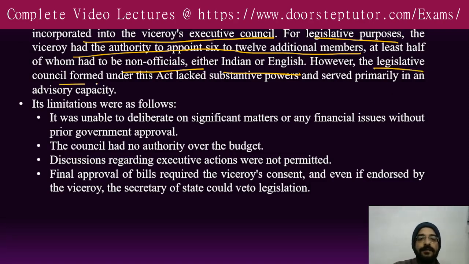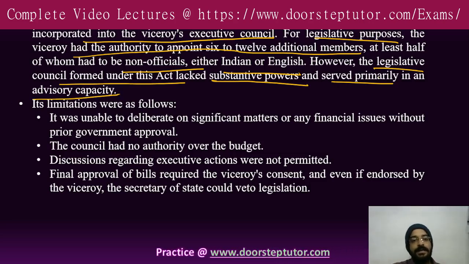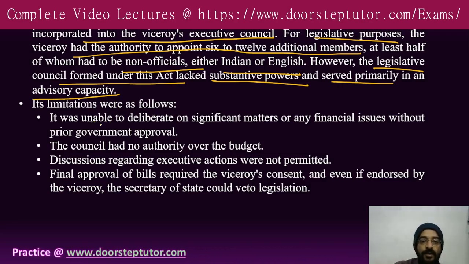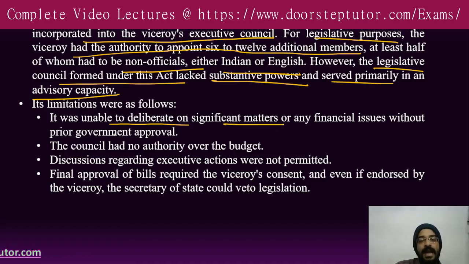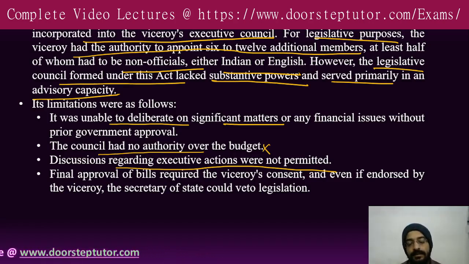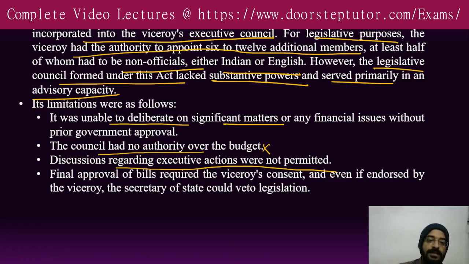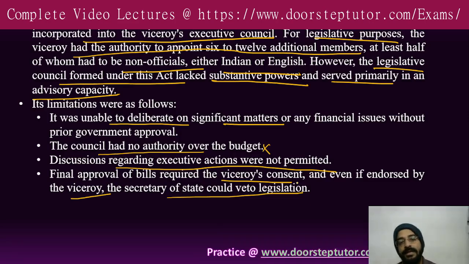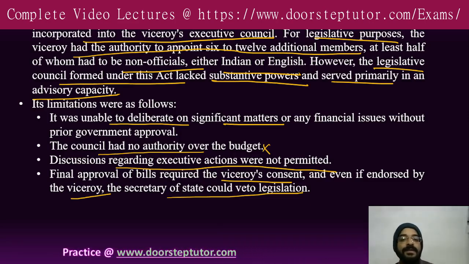However, the Legislative Council formed under this Act lacked substantive power and served primarily in an advisory capacity. The limitations of this advisory council were that it was unable to deliberate on significant matters, such as financial issues. The council had no authority over the budget. Discussion regarding executive actions was not permitted. You cannot debate if there had been any executive actions which led to bad governance. The final approval of bills required the Viceroy's consent, and even if a bill was endorsed by the Viceroy, the Secretary of State could veto legislation. So the final veto was with the Secretary of State.